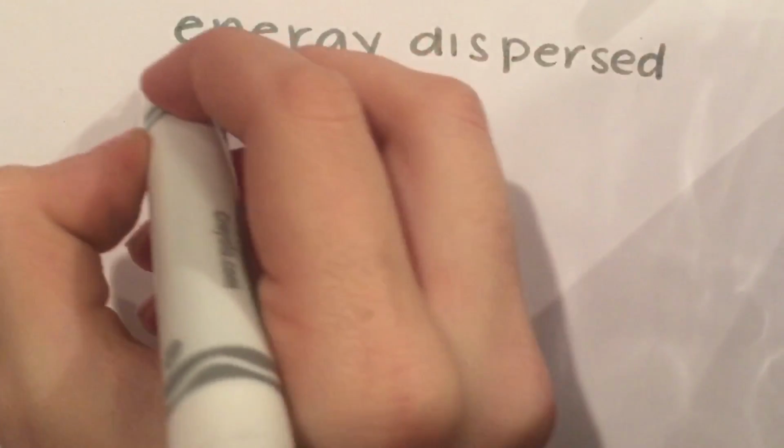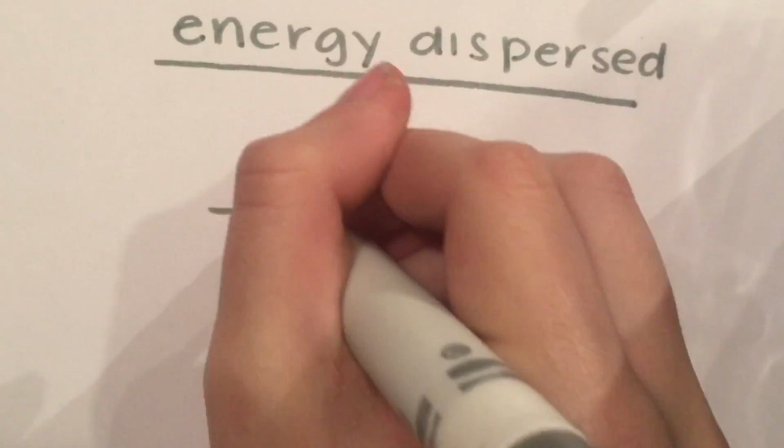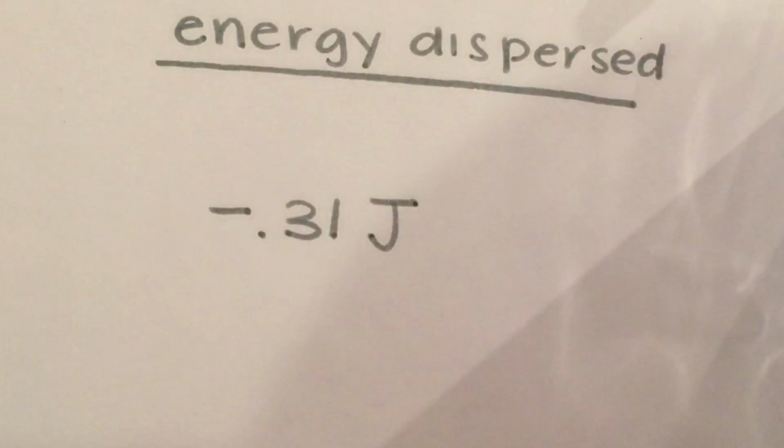The energy dispersed to bring the coaster to rest was negative 0.31 joules, because in order for it to stop, you need to take away all of the total energy.